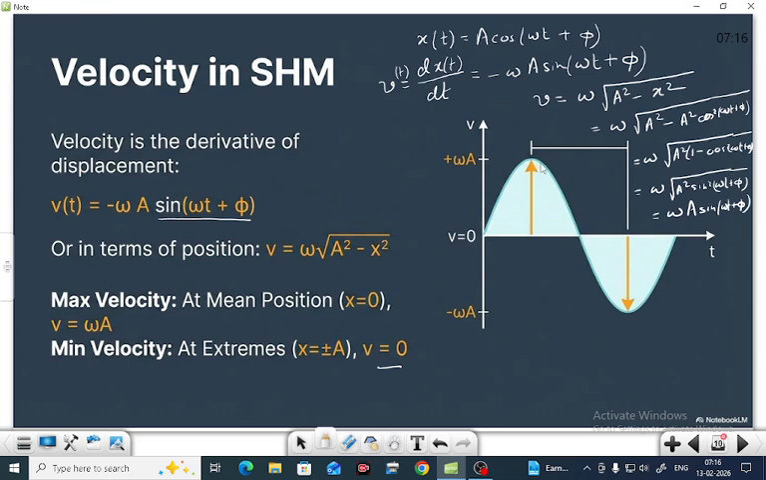So at this position and this position, you are getting the value of plus omega a, and this is minus omega a, right? So these are the various terms of SHM according to velocity. The maximum velocity is at the mean position and the minimum velocity at the extreme position, where the velocity is 0. So we are getting the graph like this, right? So this is the expression for velocity, right?